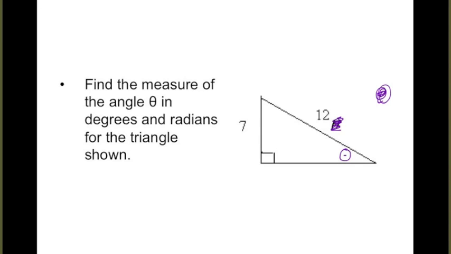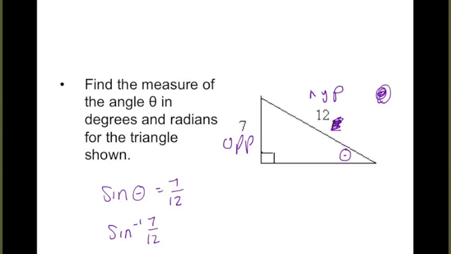Okay, so according to theta, 7 is our opposite, and 12 is our hypotenuse. So the trig function that uses opposite and hypotenuse is sine. So we're going to take the sine of our angle to be 7/12, which means on the calculator we want to do our inverse sine, or second sine, of 7/12. And that gives me about 35.7.